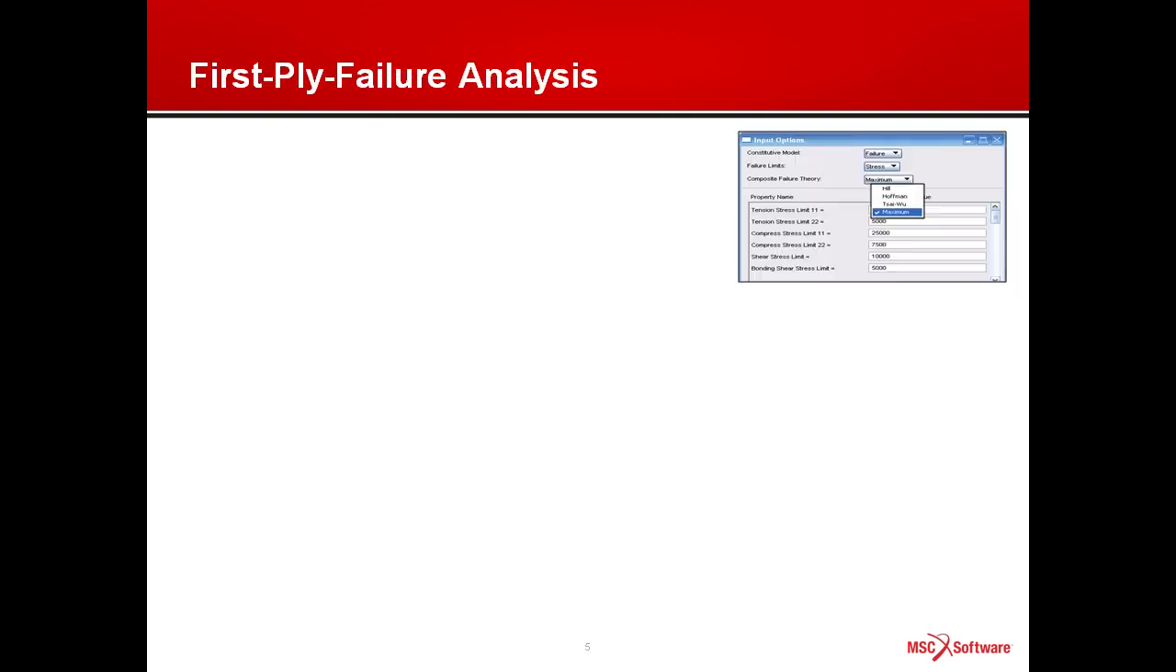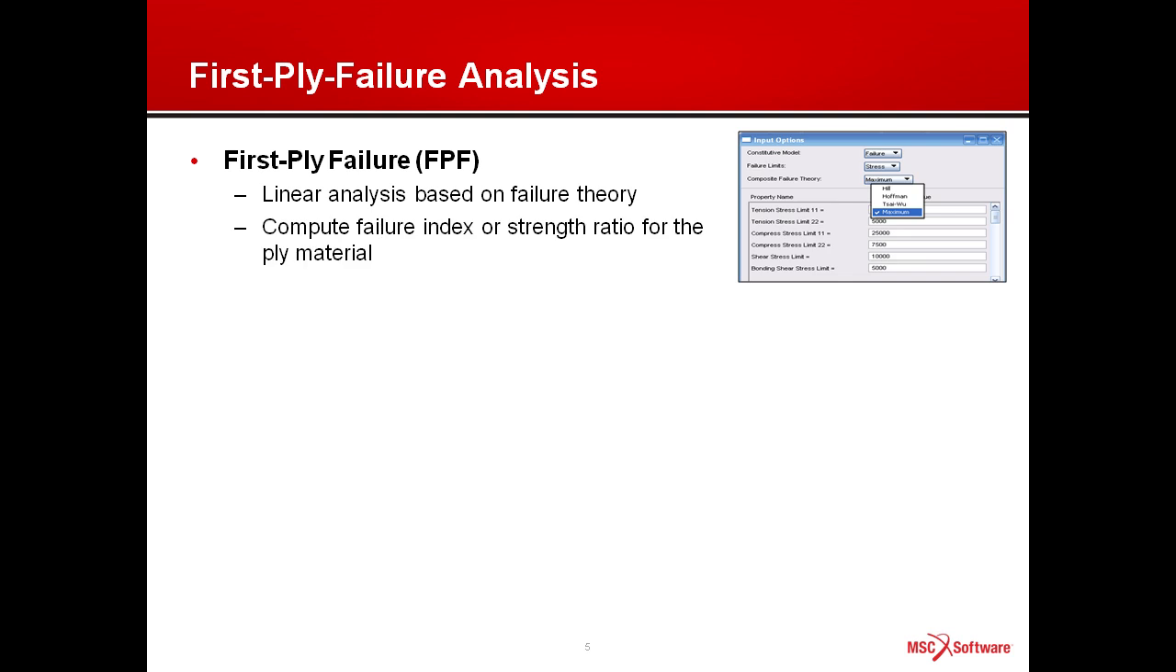Let's look at the first ply failure analysis. This is the ground level. This is a linear analysis based on failure theory. The user, in this case, chooses a failure theory, and Nastran will compute the failure index or strength ratio for the applied material for you based on your requirement. Our users also use this capability for optimization based on ply angles and thicknesses.